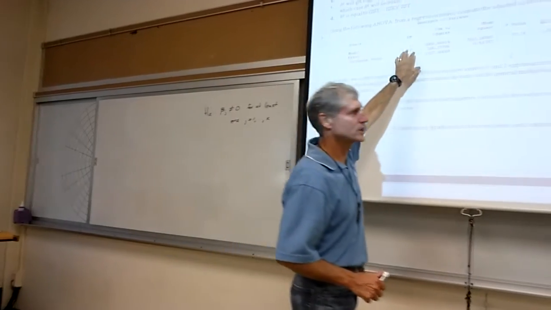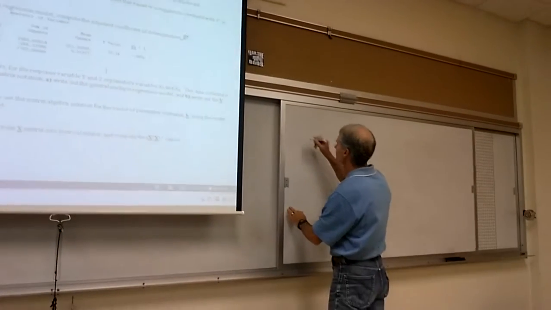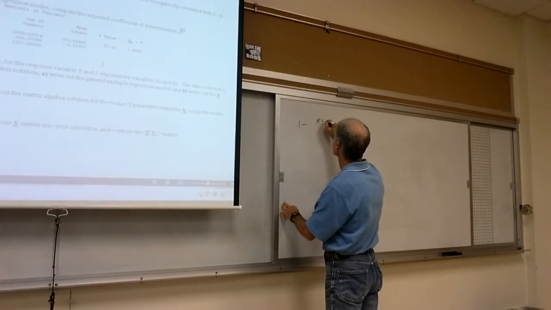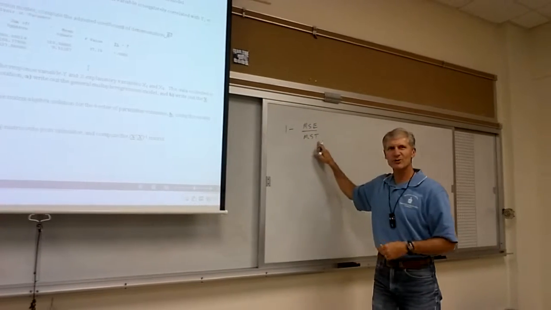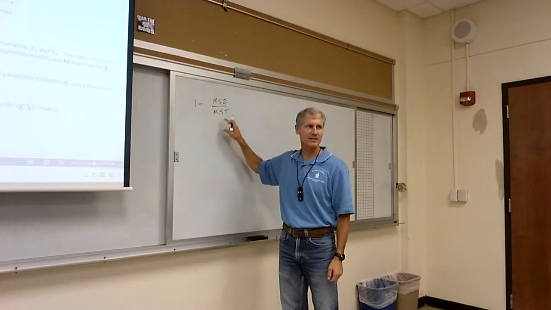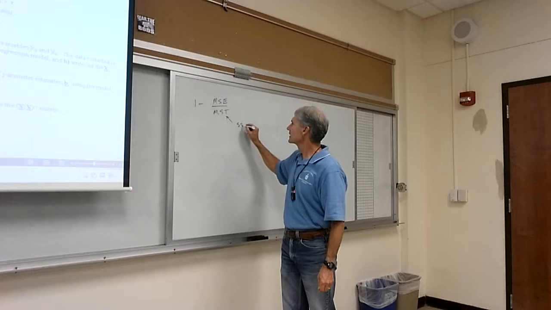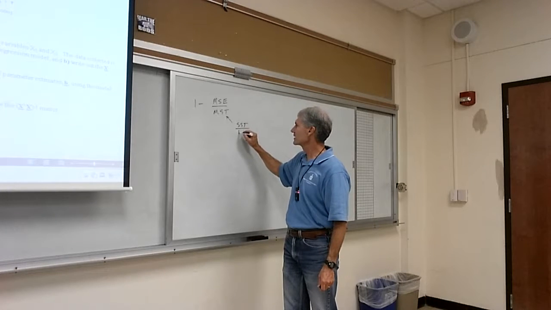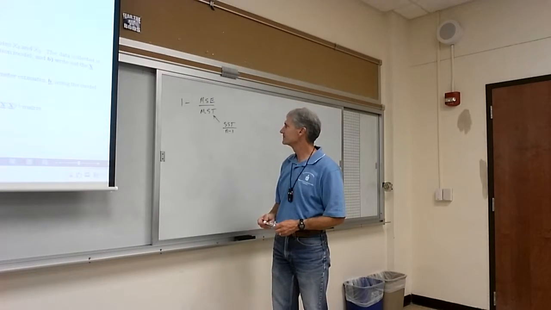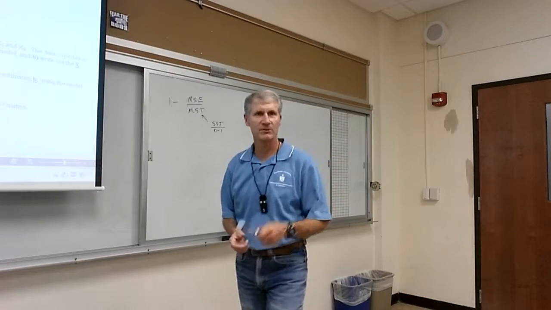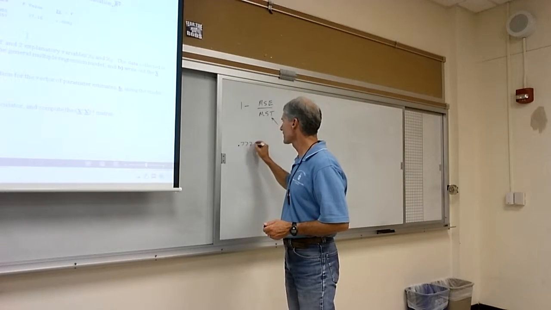How do you compute adjusted R squared? 1 minus MSE over MST. And MST, we're not used to seeing that in an ANOVA table, but what is MST? That's the sum of squares total divided by n minus 1, which is the degrees of freedom for total. And what'd you say the answer is? 0.7778.